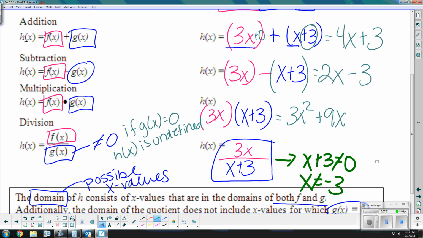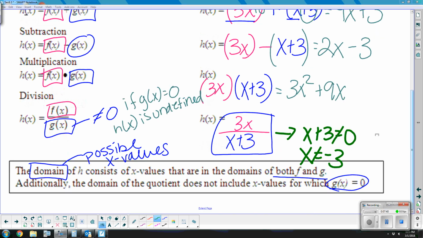Because if x was negative 3, then we would have 3x divided by 0, which is undefined. So that's what this part means. G of x cannot be 0 because you cannot divide by 0.